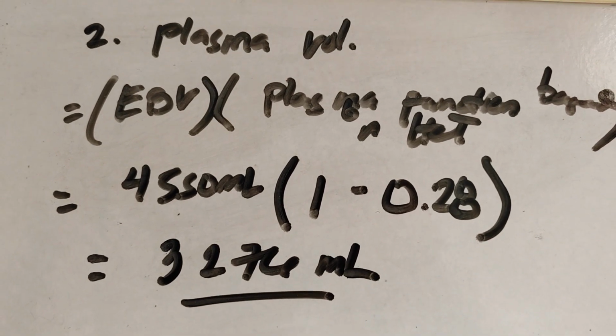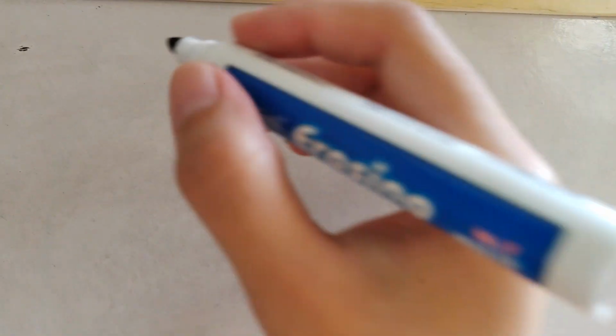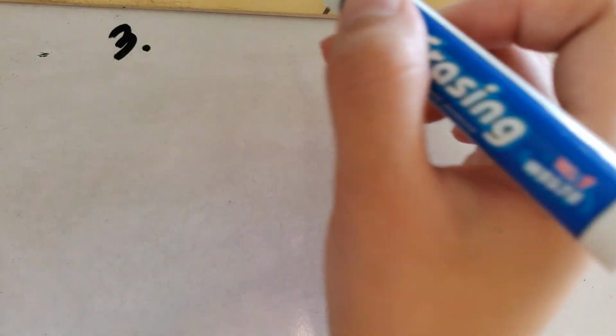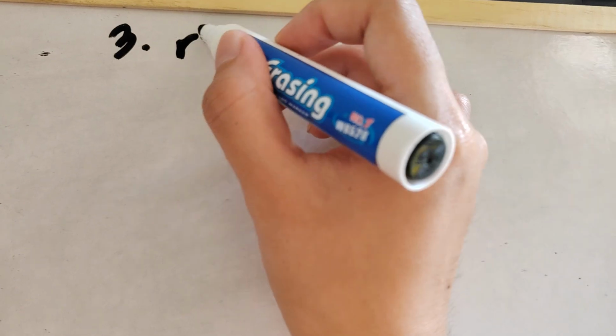So, move on sa step 3. For step 3, we are gonna compute the desired amount of fibrinogen. Required amount of fibrinogen.